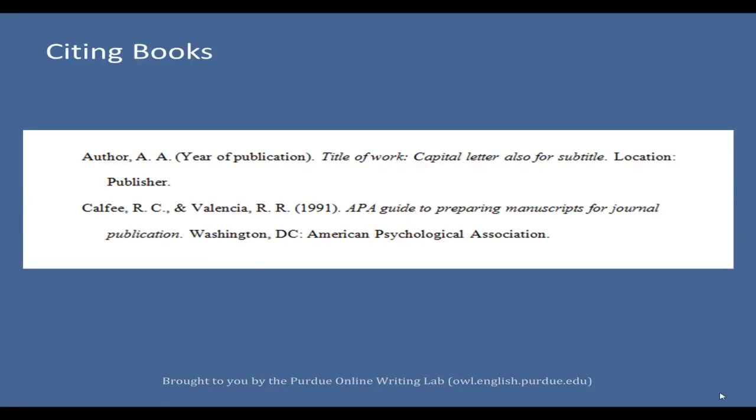Next, indicate the location of publication, listing the city and state using the 2-letter postal abbreviation without periods, followed by a colon. Include the publisher, followed by a period. Note that there are different guidelines for books of different varieties. For more information, follow the links in the video description.